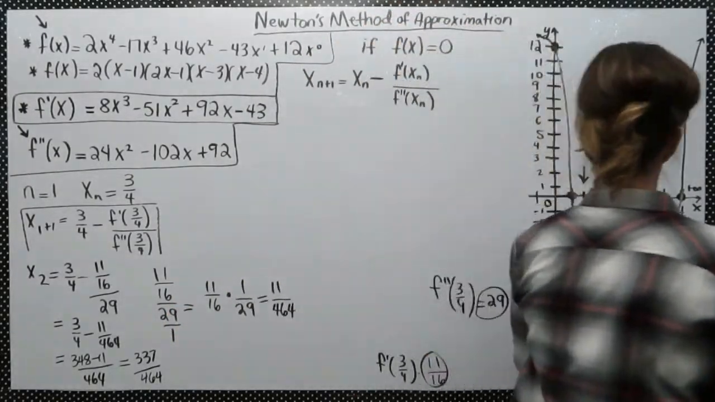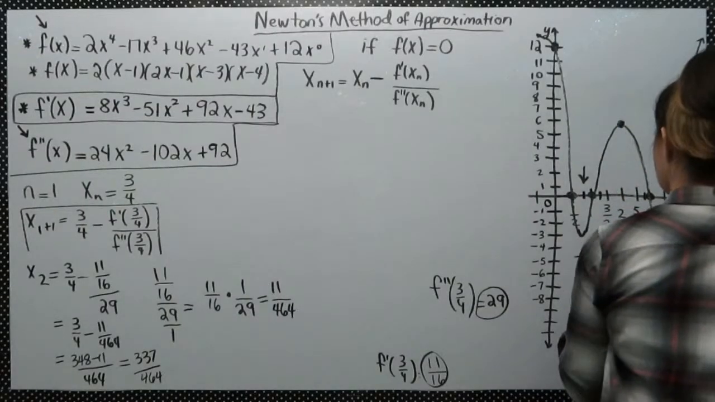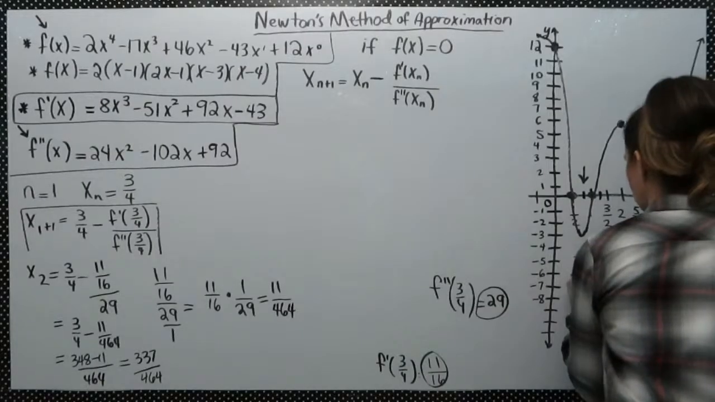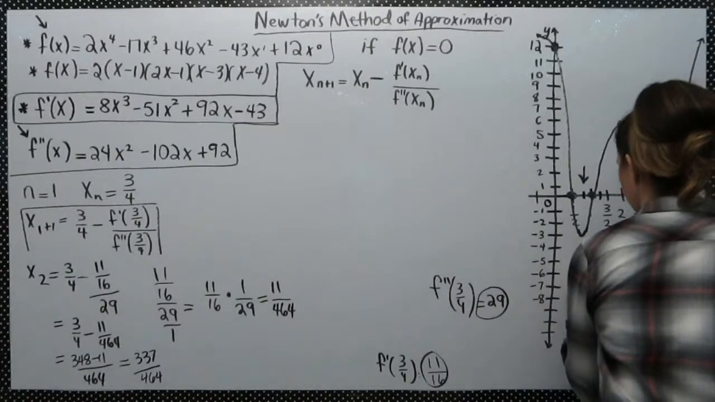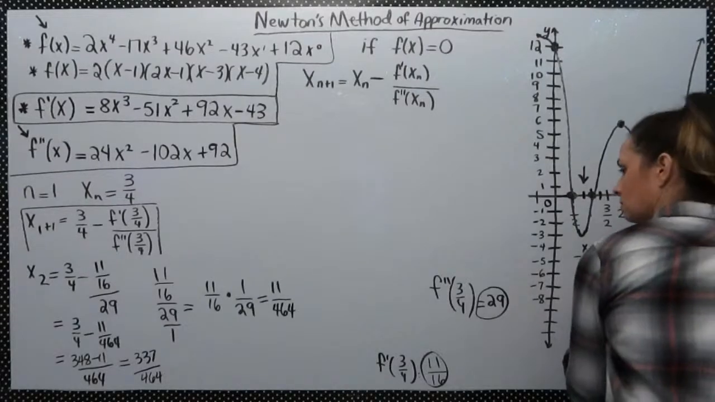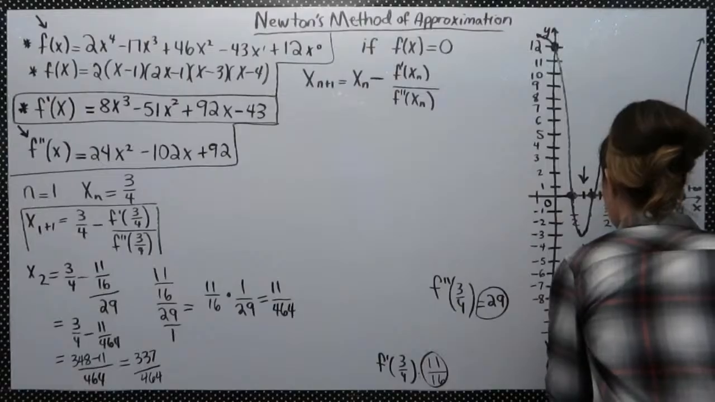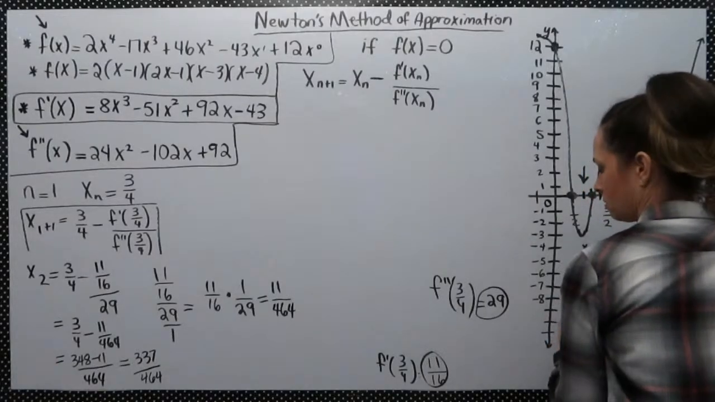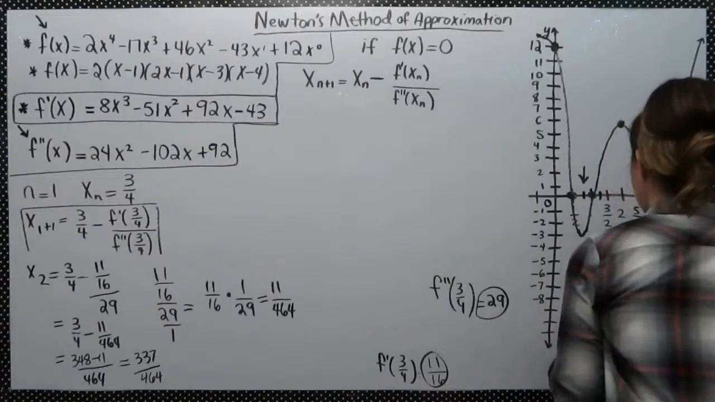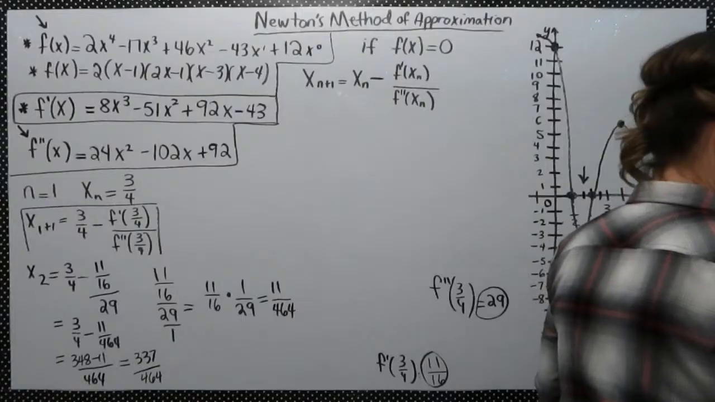So we're going to construct a table here for this function, x comma y. I started out with 0, 12. And then I did 1/2 with 0. And then we got 337 over 464. Wait, that was the original function. Hang on. Let's figure out where that is.